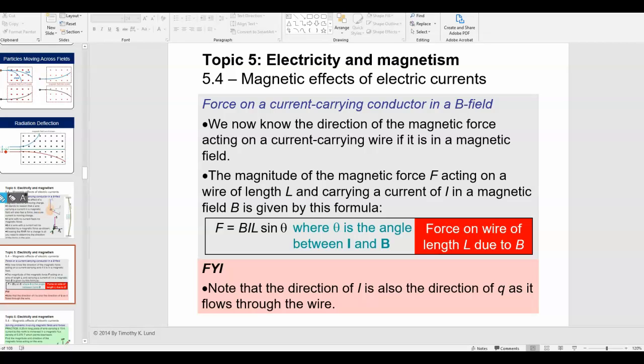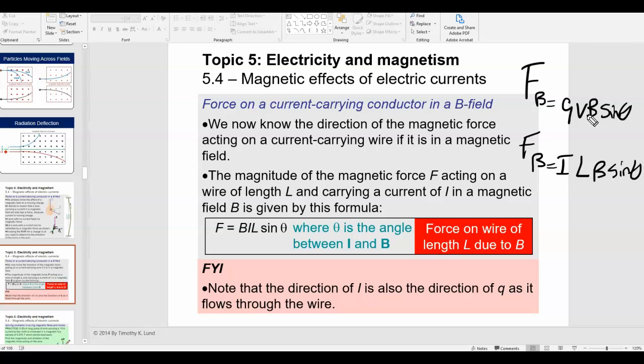This equation is basically the exact same as the QVB sine theta equation. One applies to an individual charge: F_B equals QVB sine theta. And for the wire, I always learned it as F_B equals ILB sine theta, so that it looks more like this one. These are basically the same thing. One is for an individual charge, one is for a current-carrying wire. They both follow the same right-hand rule.